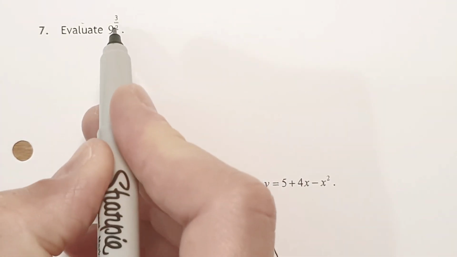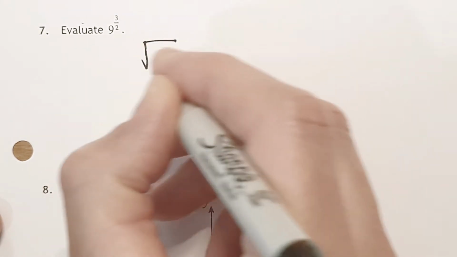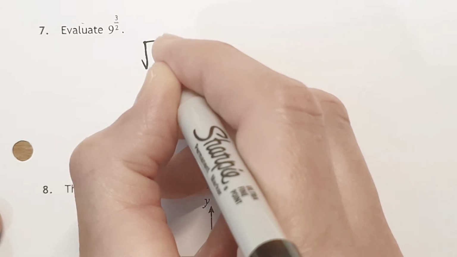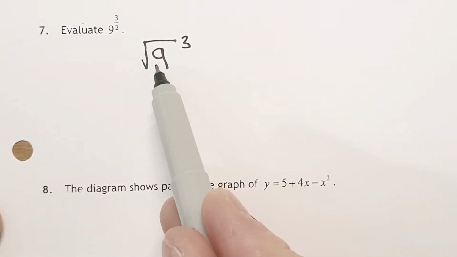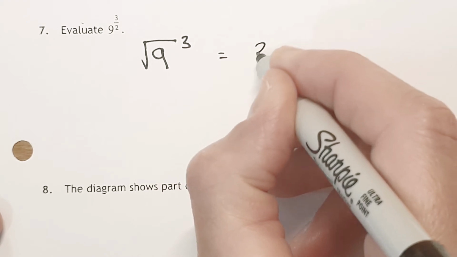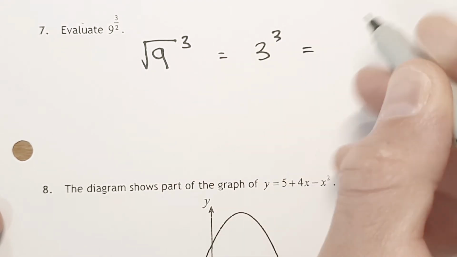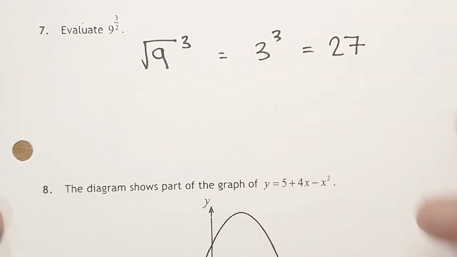Now in question 7, we've got to evaluate 9 to the power of 3 over 2. Now the 2 in the power there tells us it's a square root, and then you've got to cube it. So it's the square root of 9 cubed. Now you can either cube the 9 first and then take the square root, or you can square root then cube it. It makes no difference. But you'll find it easier in this one to do the square root of 9, which is 3, and then you cube 3. 3 cubed is 3 times 3 is 9 times 3 is 27, so 3 cubed is 27.